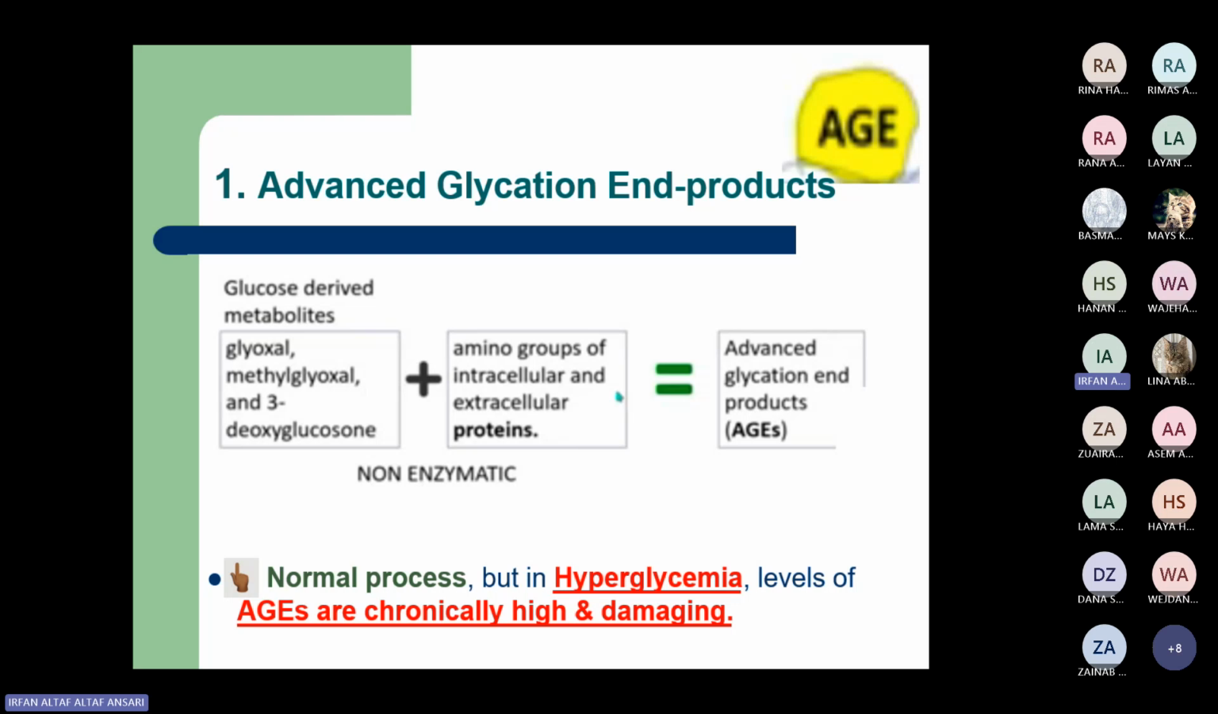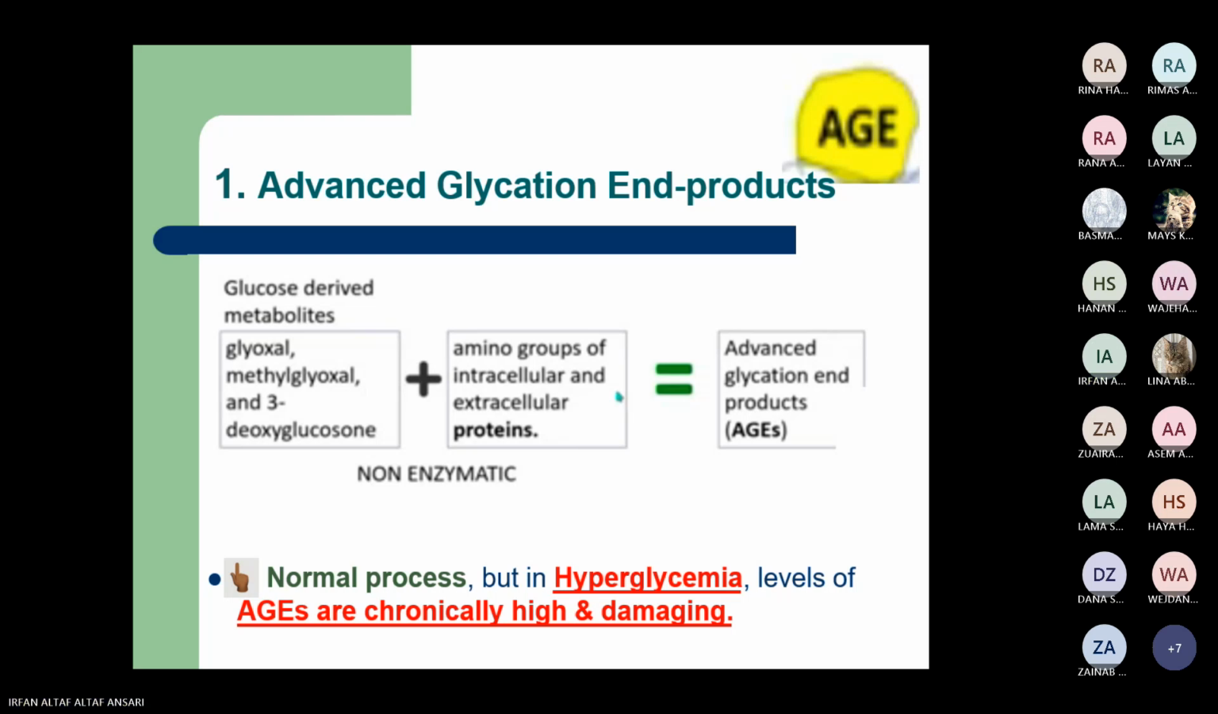Glucose metabolites like glyoxal, methylglyoxal, and 3-deoxyglucosone combine with the amino groups of intracellular and extracellular proteins, and this reaction is non-enzymatic. They don't require any enzyme. This is continuously happening, and they form the advanced glycation end products, AGE. And this AGE will deposit at various places, and one of the most favored places are the microvasculature of the kidney, retina, and around the neurons. That's why nephropathy, retinopathy, and neuropathy go together.